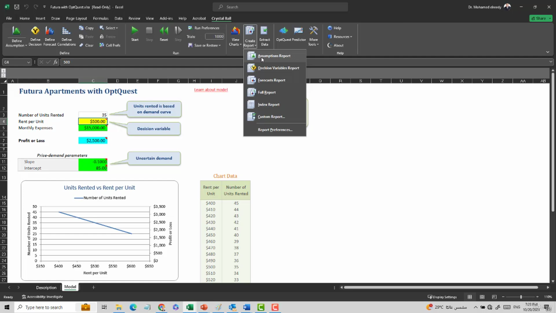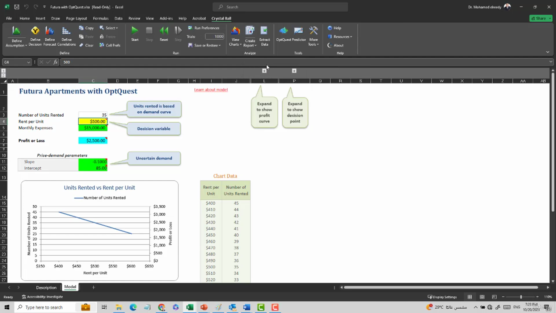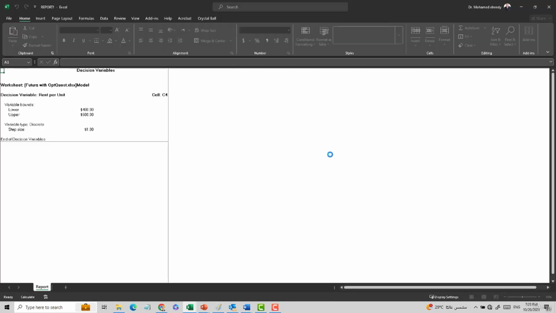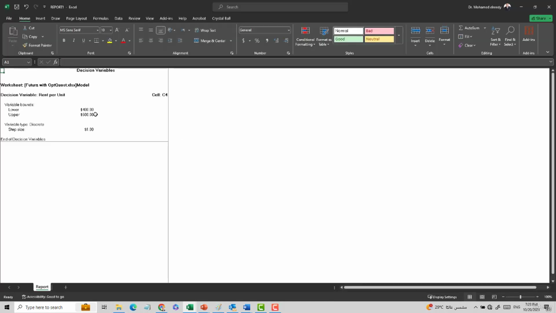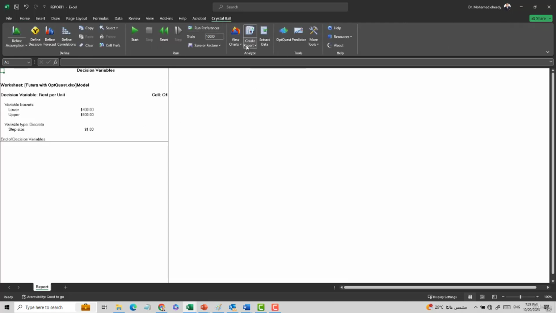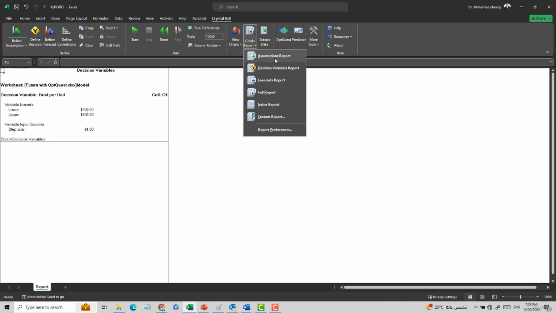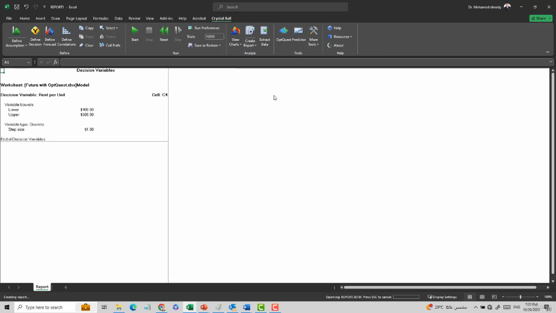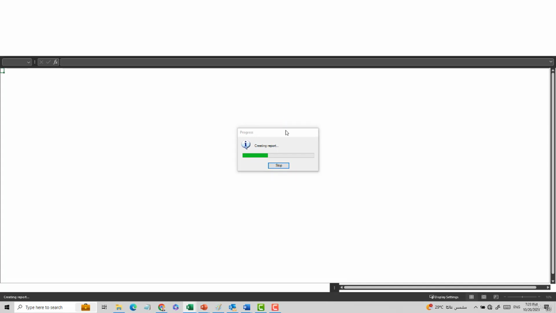Define about the assumption report, about the decision variable report. Here to have, for example, the decision variable report. It will be 400, 600, that will be 1. What about the other report that I have? Create assumption report, forecast report, index and repeat report. So we have at the end all the reports that we have with the assumption and the forecasting.